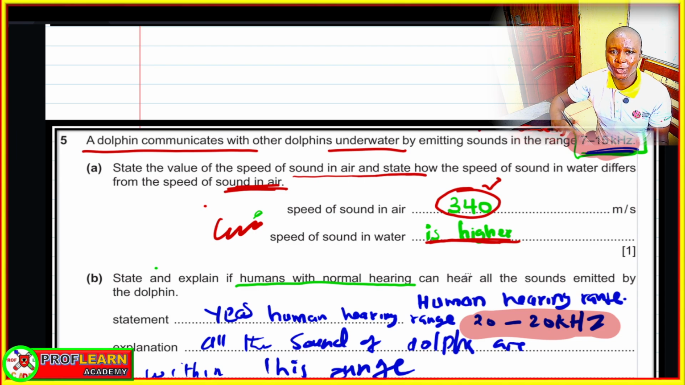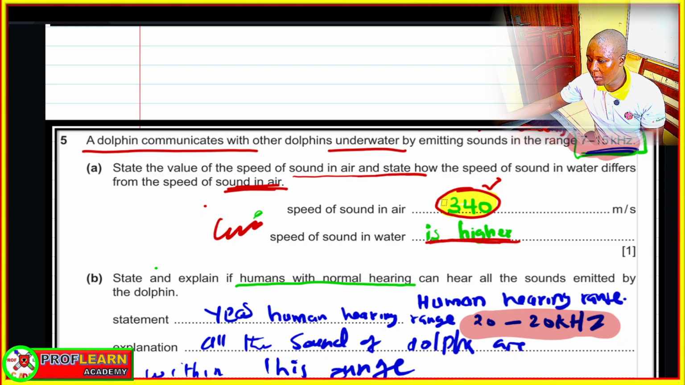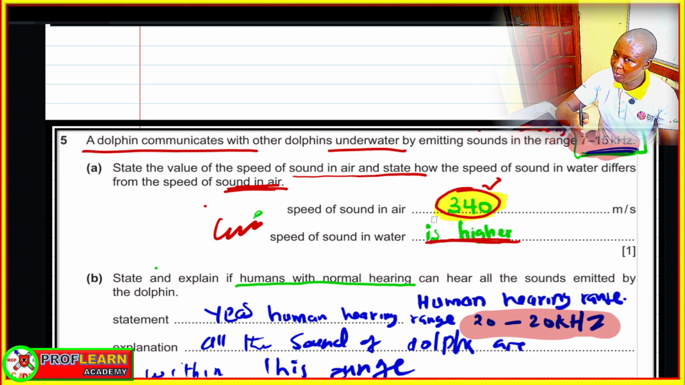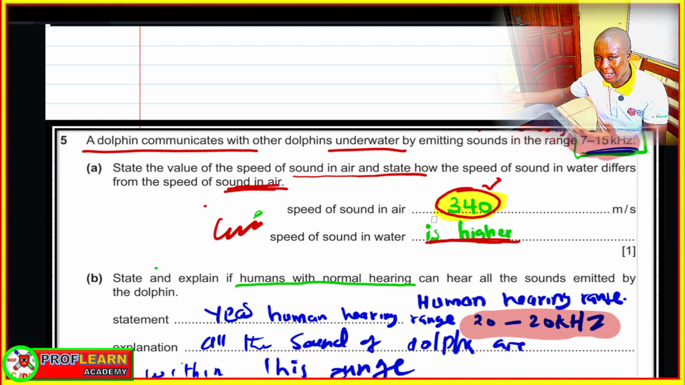Question number 5 was talking about sound. Some of the few things that you need to understand: sound is a wave, but this sound is a longitudinal wave because the particles vibrate parallel to the direction of wave travel. Number 2, you need to understand a few concepts, like how fast sound travels in air and how sound travels in solids and liquids. Sound in air travels at a speed of between 330 and 360 meters per second, around there. You can give 340, you can give 341, you can give 350, and you earn your marks.